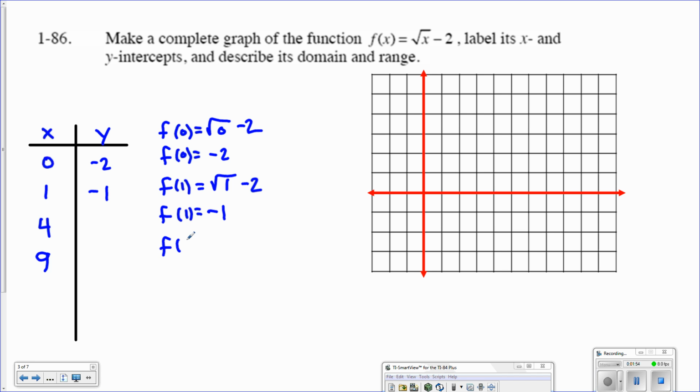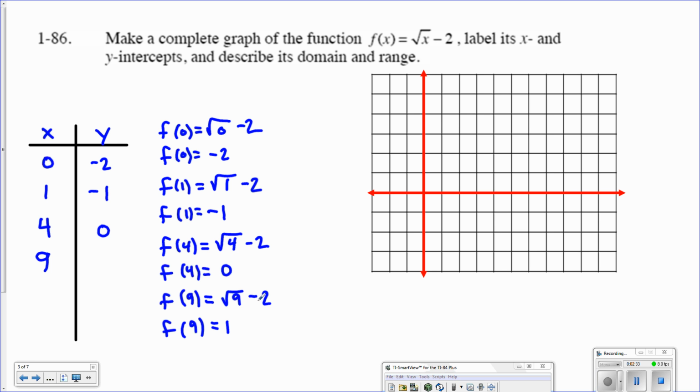We've got f of 4 is going to equal the square root of 4 minus 2. Square root of 4 is 2. 2 minus 2 is 0. Well, that'll definitely help us answer some of the questions above. And then let's just go ahead and do 9 here. We have function f of 9 is going to equal square root of 9 minus 2. The square root of 9 is 3, and 3 minus 2 is 1. So we have the function f of 9 equals 1. So let me put in for 4, I got 0. And for 9, I got 1.